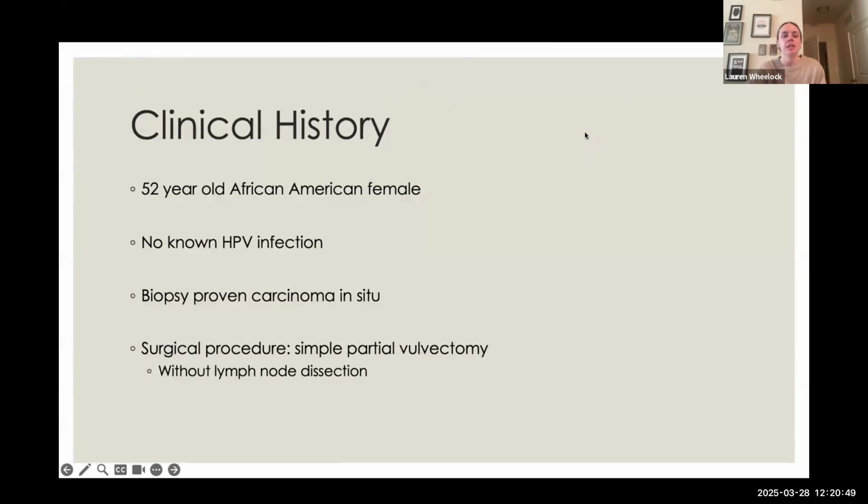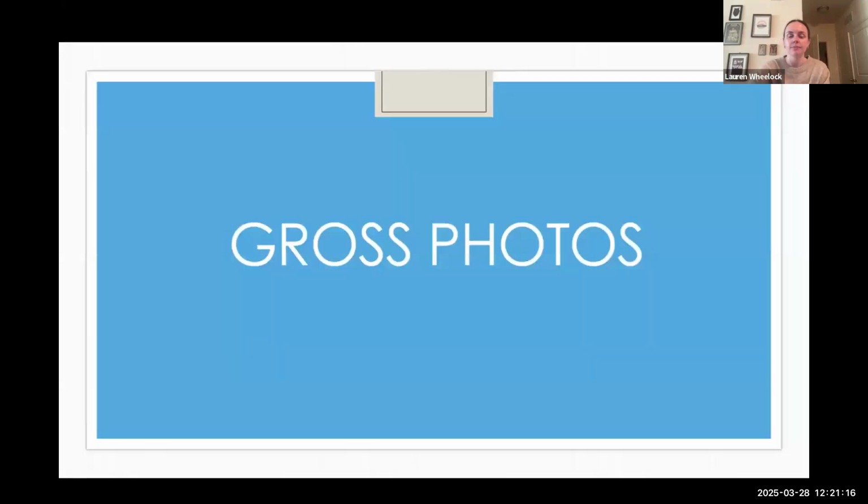But what I do know is that my patient was a 52-year-old African-American female that did not have a known HPV infection. She presented to clinic at some point with some kind of lesion on her labia that was biopsied and signed out as carcinoma in situ. So I do not know if she had DVIN or HSIL. We'll get into my theory on what happened later. She was scheduled for a simple partial vulvectomy that did not include a lymph node dissection.